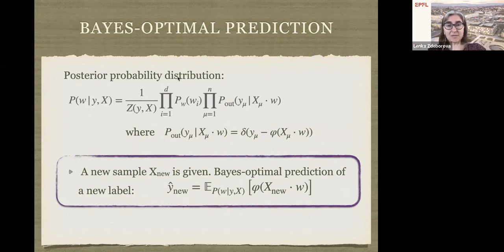That is, we write the posterior probability distribution of the weights given the input data and the labels, which is just given as a product of the likelihood of the labels given the weights and the inputs, times the prior on the weights. That's the distribution that the teacher was using to generate its weights. And then the Bayes optimal prediction of the new label, if we have a new input x new, is given by a posterior mean of the function that the teacher was using over this probability distribution PW.